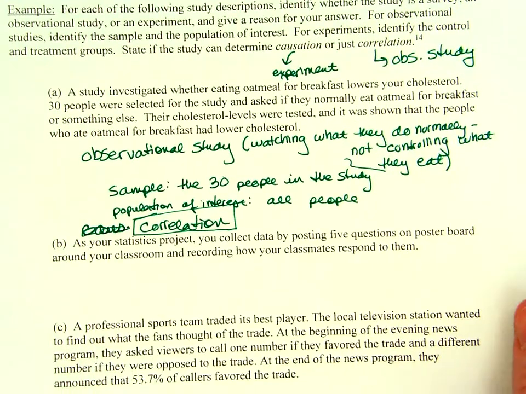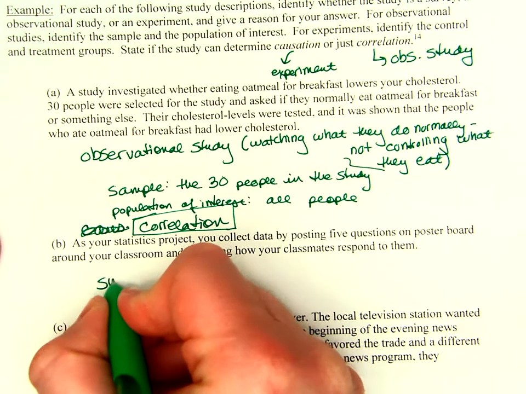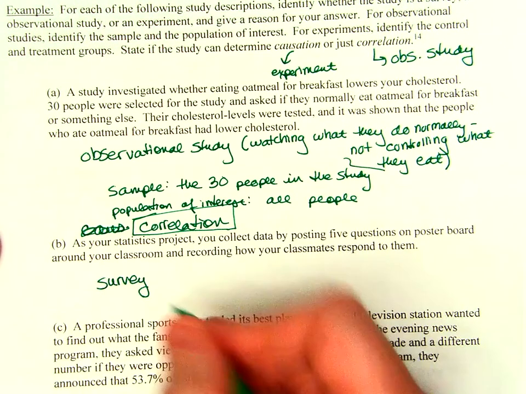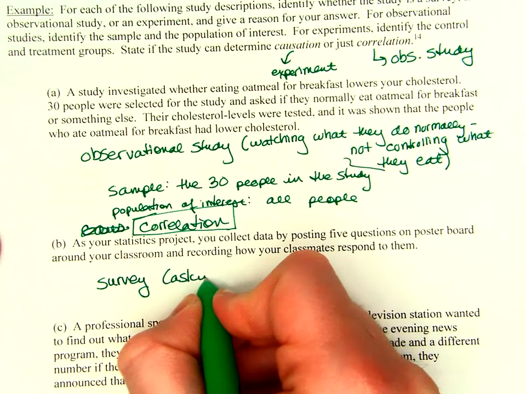Letter B. As your statistics project, you collect data by posting 5 questions on poster board around your classroom and recording how your classmates respond to them. Well, this is just a survey. We're just asking questions.